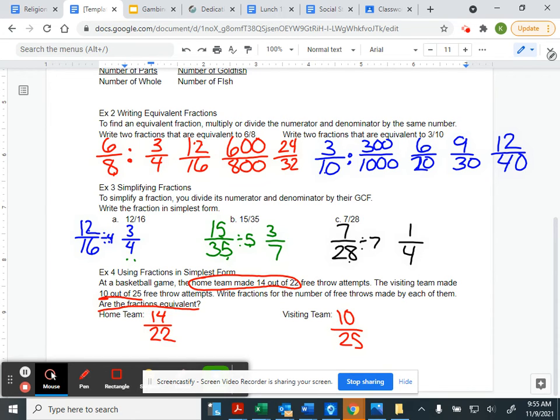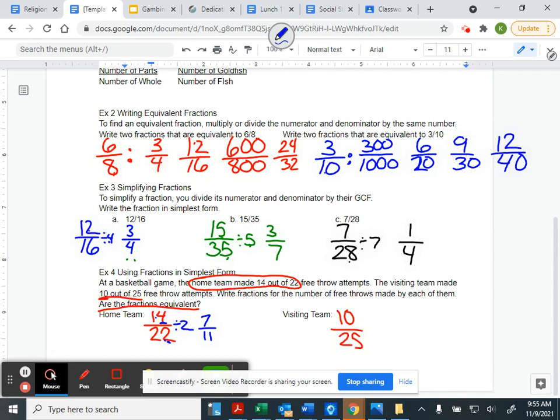So let's look at 14/22. What can I divide out of 14 and 22? Nolan? 2. Yeah. They're both even numbers. The 4 and the 2 are even, so I know I can divide a 2 out. 14 divided by 2 is 7. 22 divided by 2 is 11. That's as simple as I go. 7 and 11 are both prime numbers. I can't go any simpler.